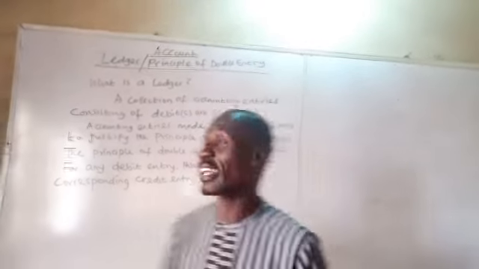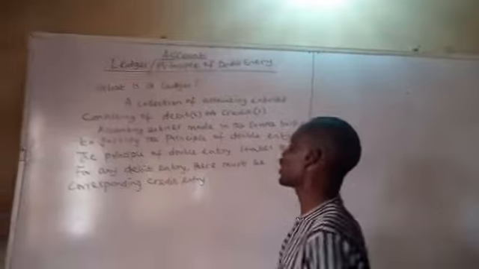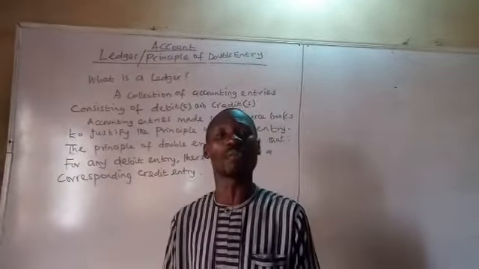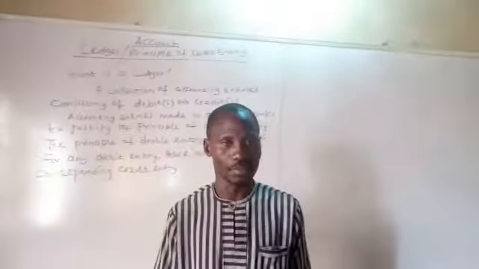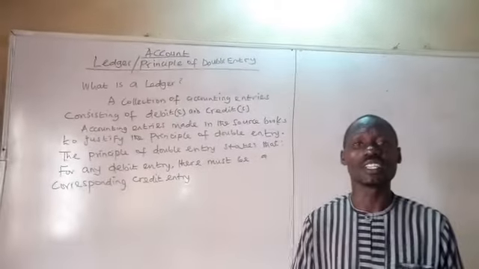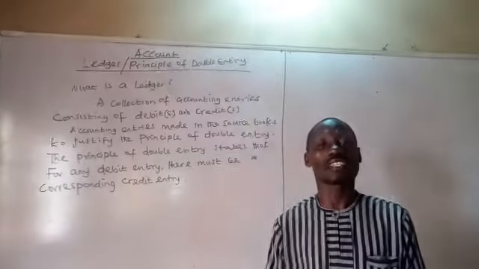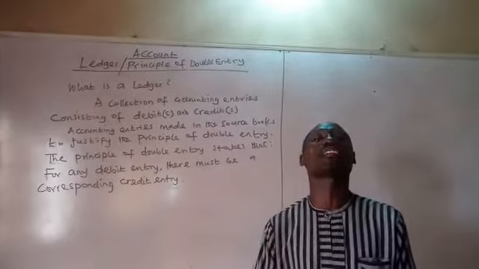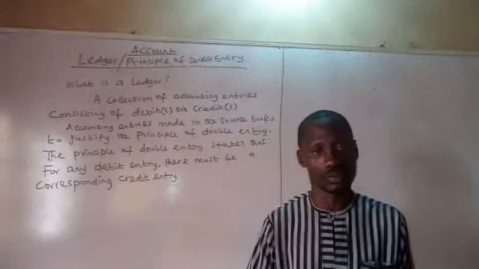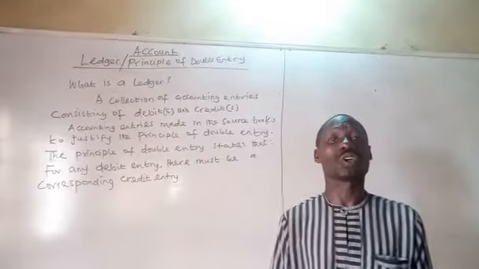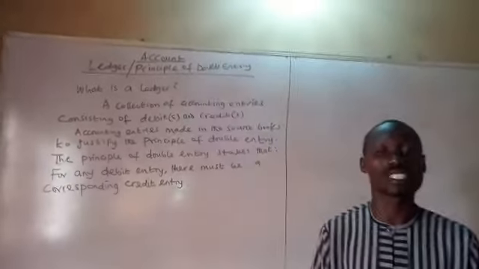A ledger is defined as a collection of accounting entries consisting of debits and credits. It is said to be a special account that is used to maintain individual accounting transactions using the principle of double entry system.